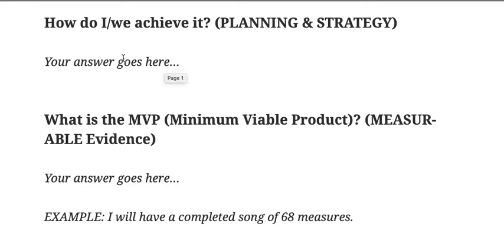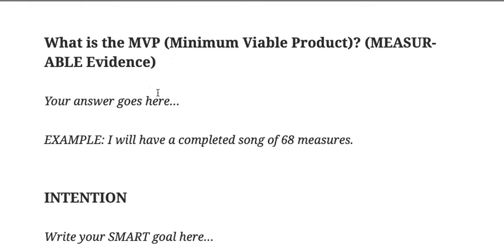You're working in class, okay? And planning and strategy. So you'll be collaborating with your team if you're on a team project. You will be watching tutorials. You'll be practicing daily and so on and so forth. Okay, what is the minimum viable product? This is what's specifically a 68 measure song or a completed video showing my being able to play the thingy. Okay, very, very specific. We would see this on Friday and it's a yes or no. Yep, we see it. Or no, we don't.